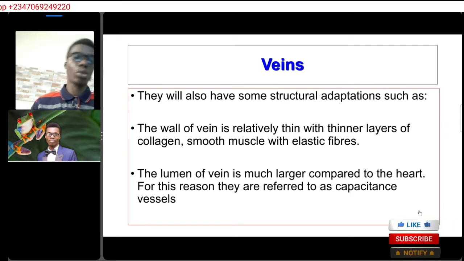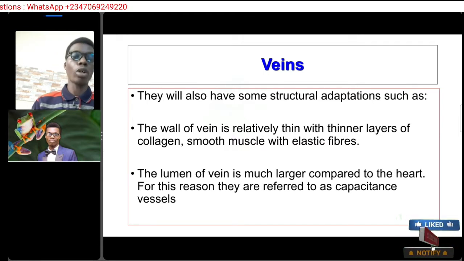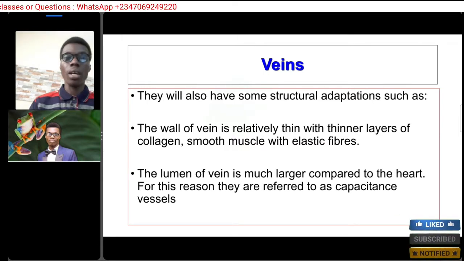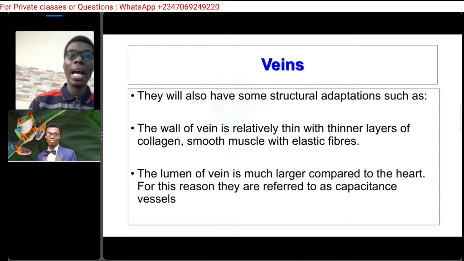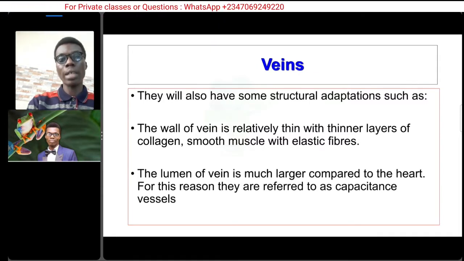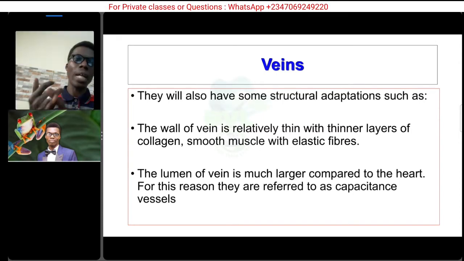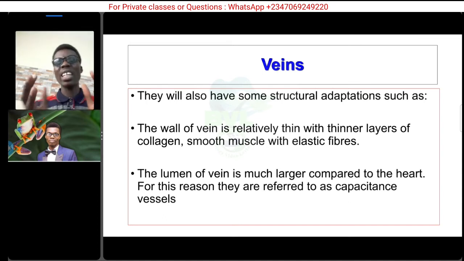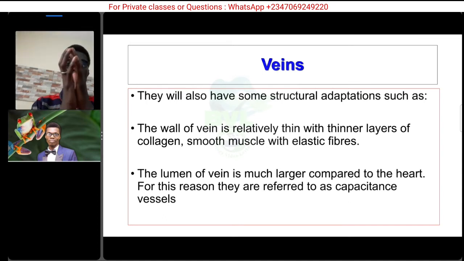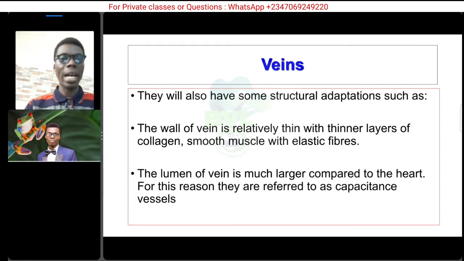Now, just like arteries, they also have their own structural adaptations. What are the examples of the structures it has? The wall is relatively thin, all right, with a thinner layer of collagen, smooth muscle, and elastic fiber. So it doesn't do all the amount of expansion the way it happens in arteries.